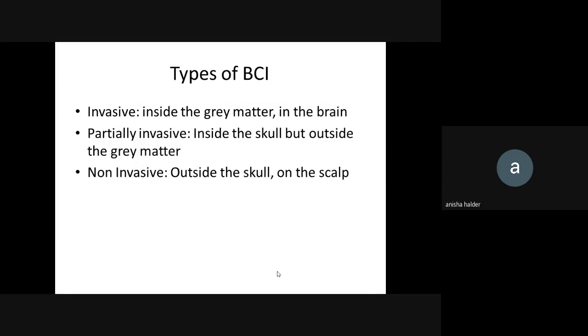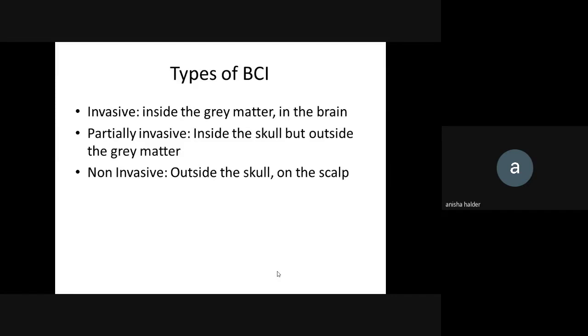So, the types of brain-computer interface. Invasive techniques are there, partially invasive techniques are there, and non-invasive techniques are there. In last day's class, we have seen some robotic surgeries, and we have mentioned that these are invasive techniques. Now, in the brain, invasive techniques means inside the gray matter.